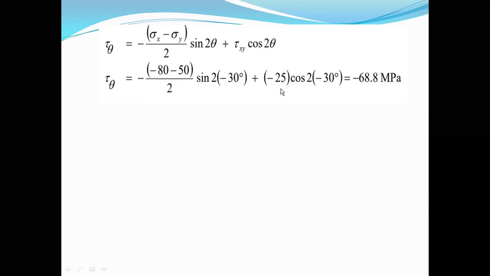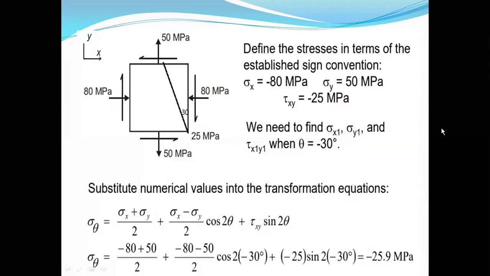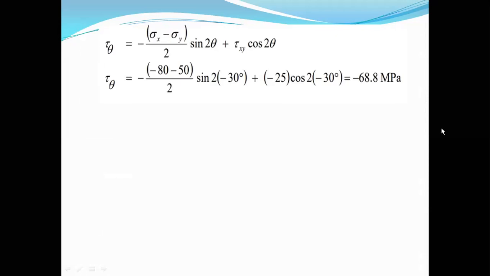So I took this one as minus 25, and cos 2 of minus 30 degrees, the value which we got here. Again, this is compressive in nature, so it is acting in the opposite direction. That is exactly what the negative sign indicates. One is the normal stress acting along the failure plane, and the second is the corresponding shear stress acting along the failure plane. So these two formulas we will be using to solve for the normal and shear stresses acting on any plane.